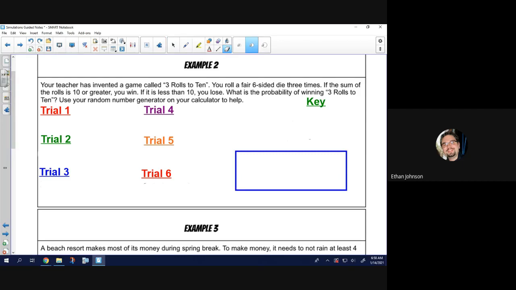Since it is a fair 6-sided die, that tells us that all outcomes are equally likely, and we then need to make our key. So for the die, the numbers are 1 through 6, so we can use the same key as before. I'll say numbers 1 through 6 are dice rolls, because that's what you would get. And the rest we are going to ignore because it's impossible to get a 0, 7, 8, or 9 on a die.